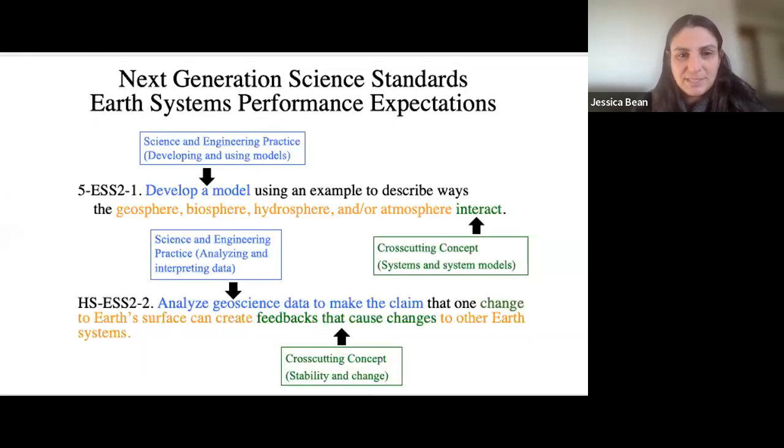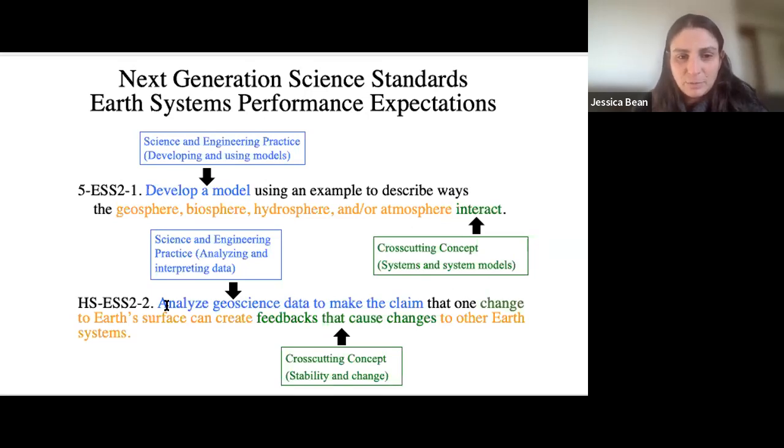And of course, with NGSS, we get standards that look like this. These are 2 performance expectations or system performance expectations from 5th grade and high school. So develop a model using an example to describe ways the geosphere, biosphere, hydrosphere, atmosphere interact. So again, this idea of using models and thinking about systems.